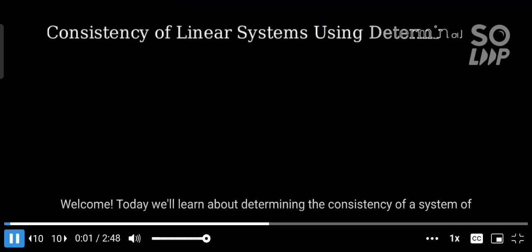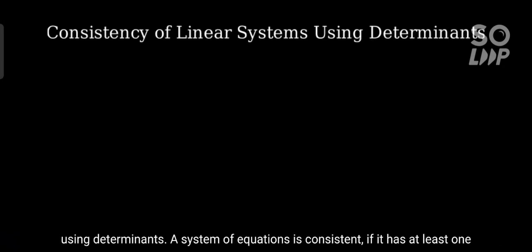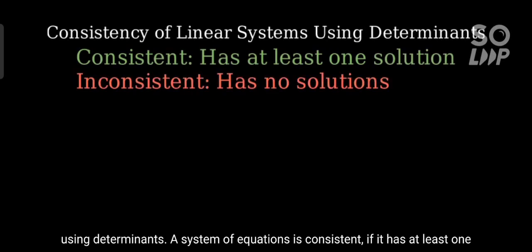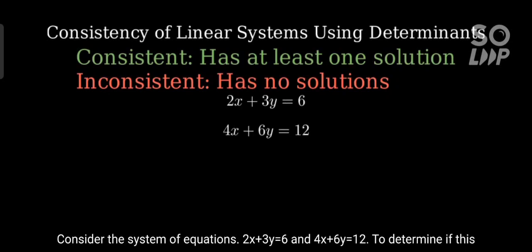Welcome! Today we'll learn about determining the consistency of a system of linear equations using determinants. A system of equations is consistent if it has at least one solution and inconsistent if it has no solutions. Let's start with a simple example. Consider the system of equations: 2x plus 3y equals 6, and 4x plus 6y equals 12.